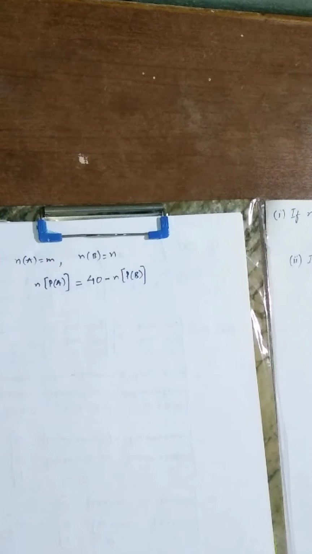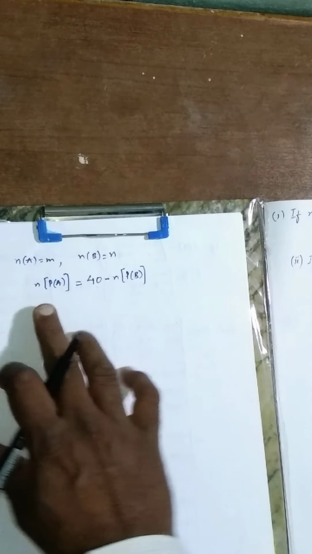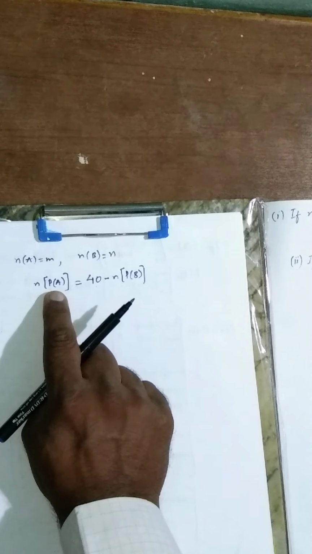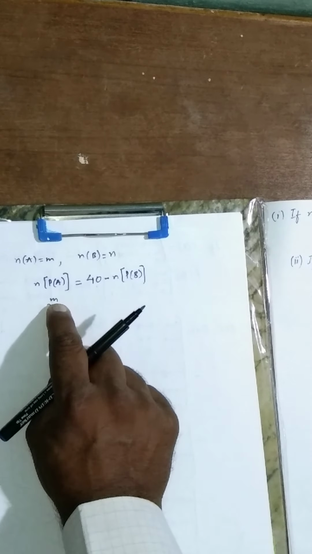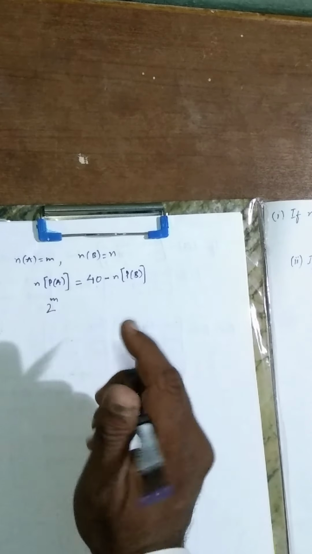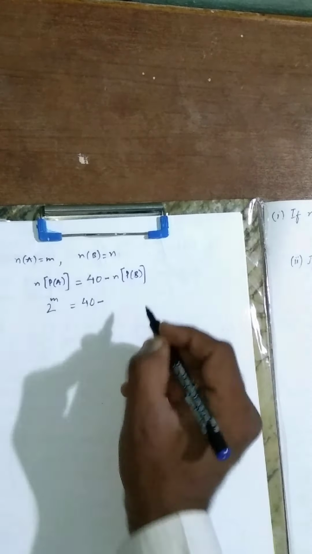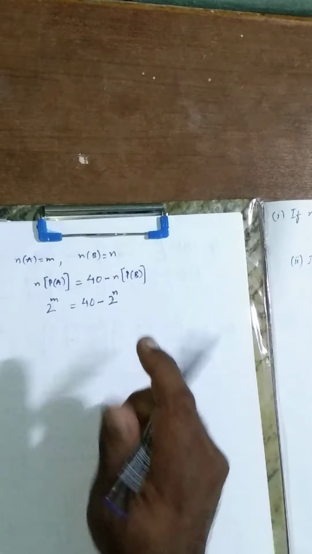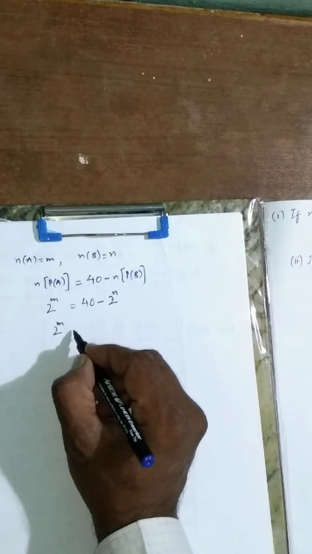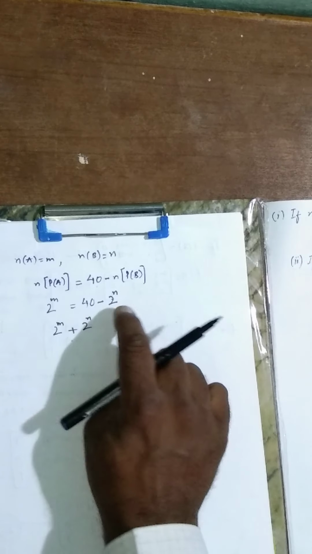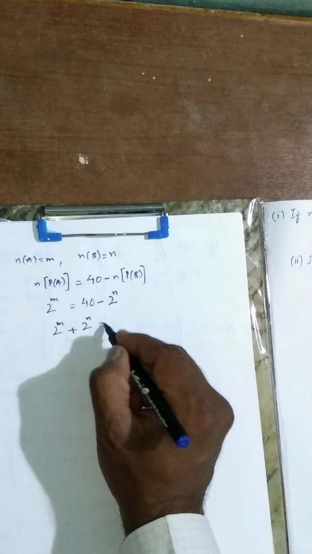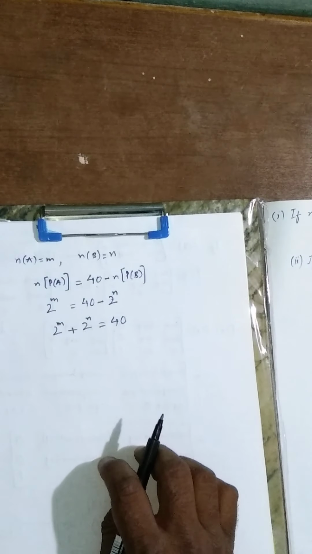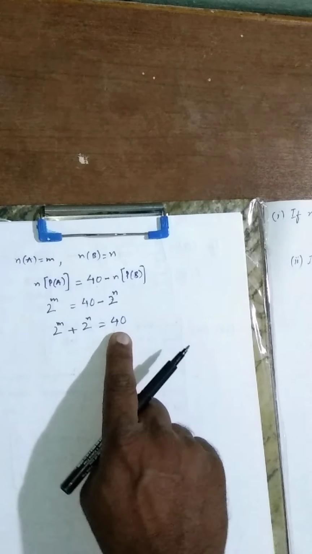Now to get that, this can be written as 2 to the power of m. We know that the number of elements in a power set is 2 to the power of the number of elements, and the number of elements in A is m, so 2 to the power of m is equal to 40 minus 2 to the power of n, because in B there are n elements, right? Now taking this minus 2 to the power of n, it becomes plus, so 2 to the power of m plus 2 to the power of n is equal to 40, what is left in the RHS.